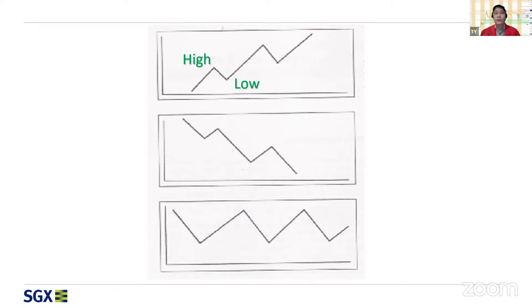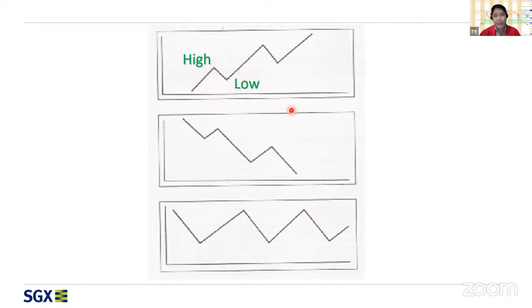The market, of course, you know, if the price keeps going up it is an uptrend, and if the price keeps going down it is a downtrend. But you will see that very often the price doesn't travel in one straight line. It would fluctuate its way up and it will fluctuate its way down. It doesn't go in a straight line up or down. So in this fluctuation, you would identify a certain swing high point and a swing low point.